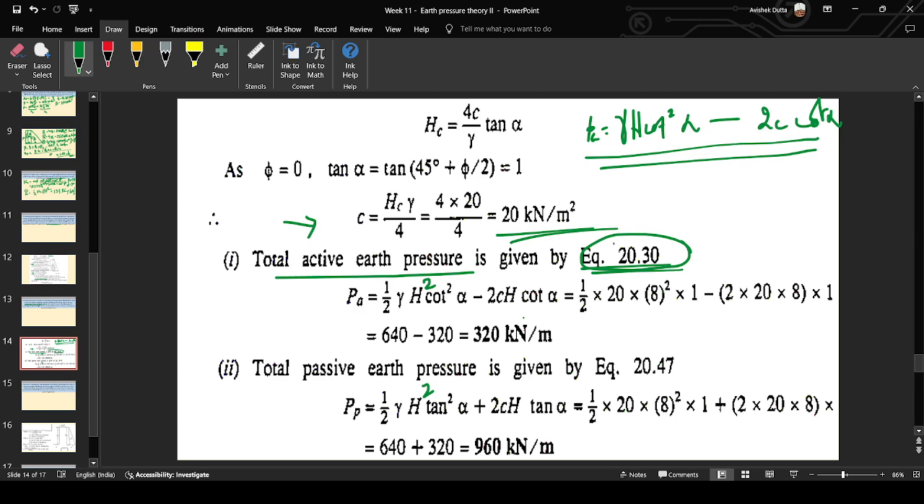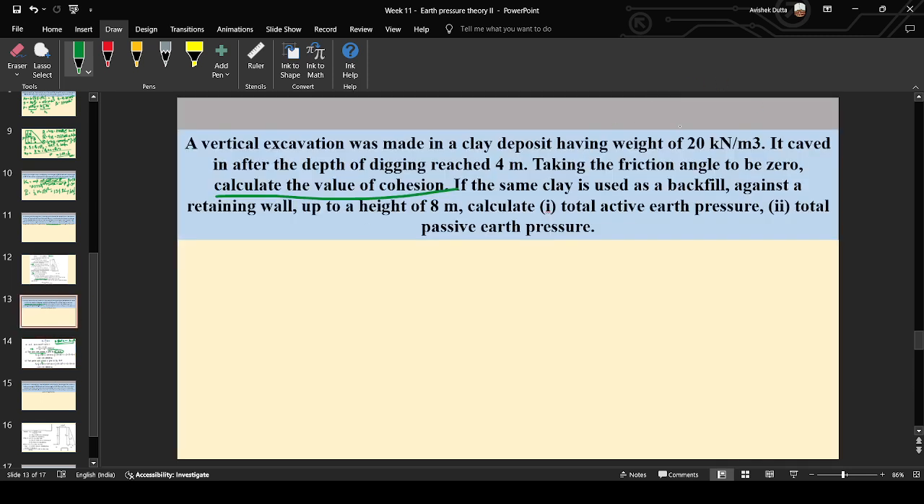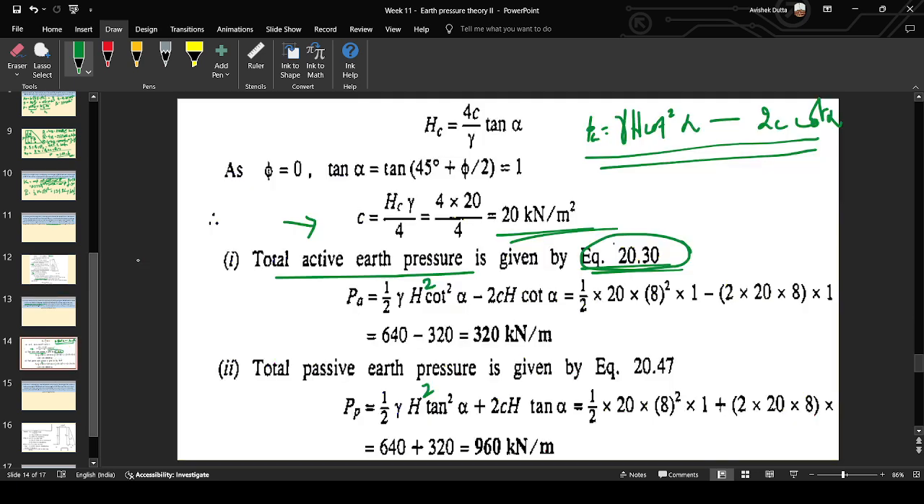Okay. Now gamma is 20. The new height: the same clay is used as a backfill against the retaining wall up to a height of 8 meters. So the new H is 8 meter. Previously HC was the critical height, now H is 8 meter. So 8 squared into 1. Why 1? Because tan alpha equals 1, so cot alpha will obviously equal 1. Minus 2 into C, 2 into 20, the value of cohesion, into H cot alpha. The value of the total active earth pressure is 320 kilonewton per meter.